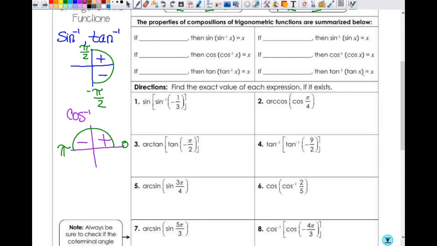Does that make sense? So since here x represents that ratio, that means x has to be between 1 and negative 1. That's the only thing that works. And negative 1 and 1 are fine, but it can't be 1.1 or anything like that. Same thing goes for cosine.